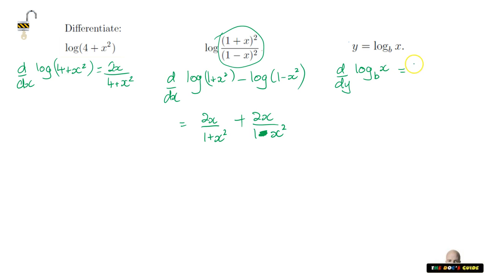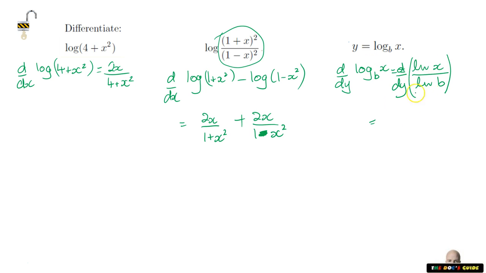We use our change of base rule, and this becomes the differential of, and I'm going to change it to log base e, and I'll just write ln, just to be different. So that's ln of x over ln of b, so log base e of x over log base e of b. So what I should have is that dy/dx of that equals dy/dx of that. I haven't yet differentiated, I've just changed the base.